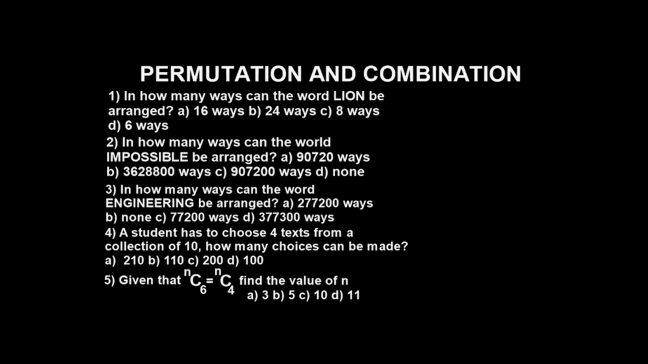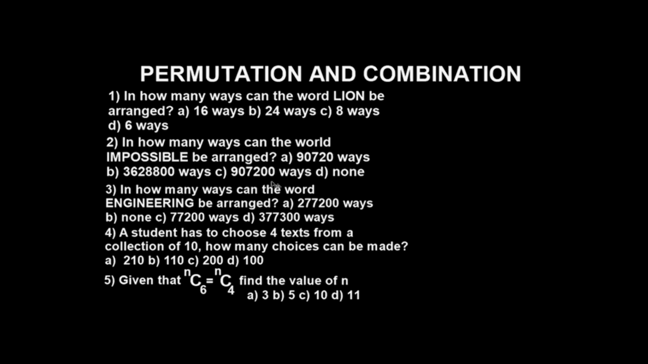Before we get our Casio calculator and go into the details of this video, let's quickly look at the questions we are going to solve together. Question 1 says, in how many ways can the word lion be arranged? Question 2, in how many ways can the word possibly be arranged?